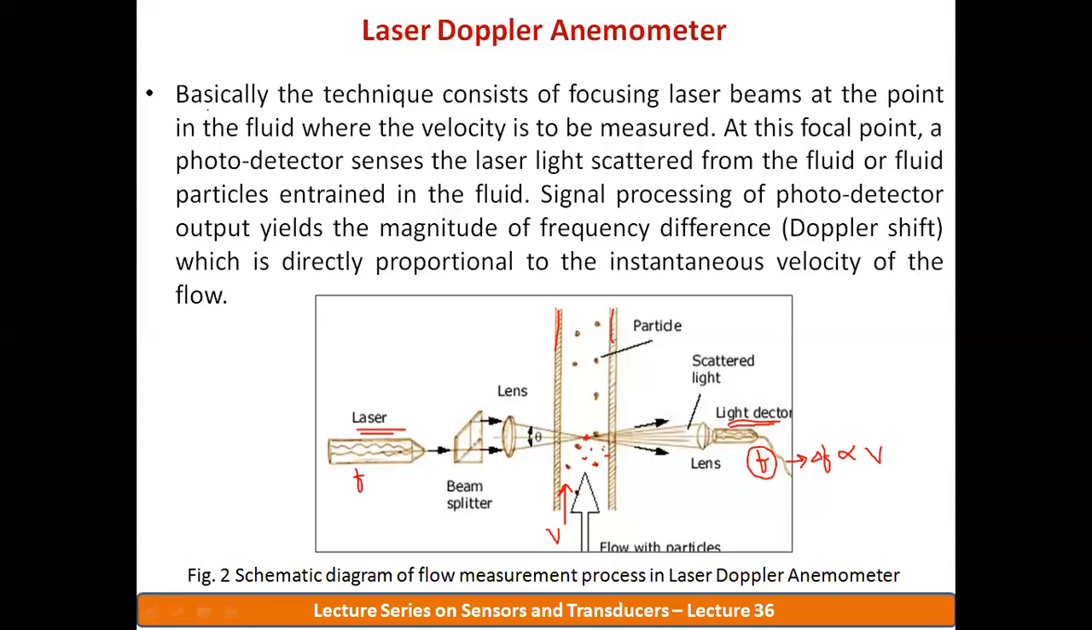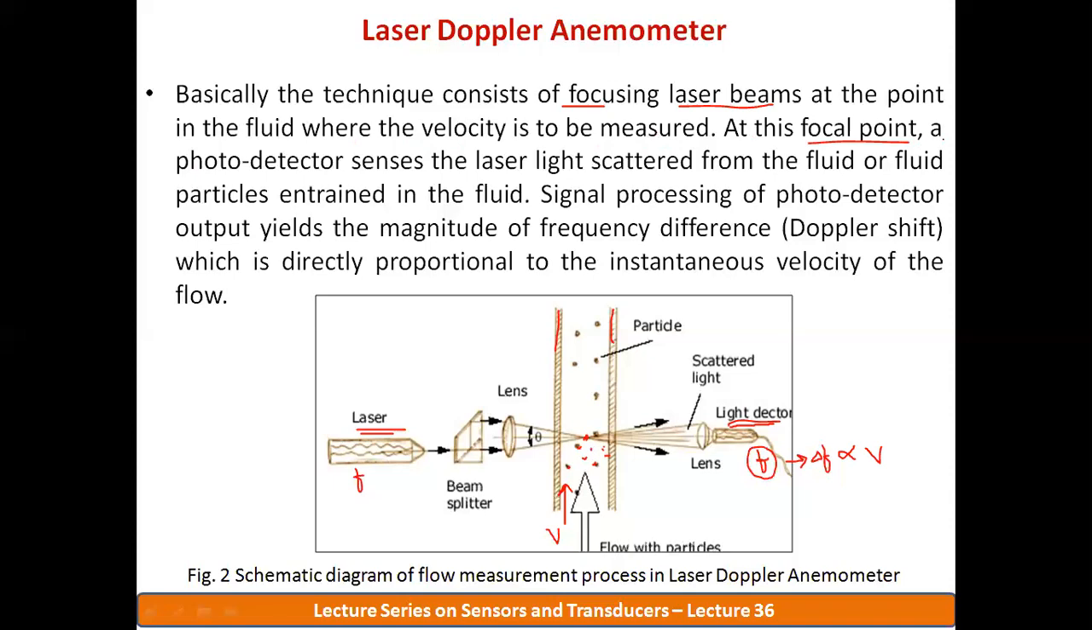Basically the technique consists of focusing laser beams at the point in the fluid where the velocity is to be measured. Here we are making use of laser beams, and we are going to focus the light at one point. That point is called the focal point.